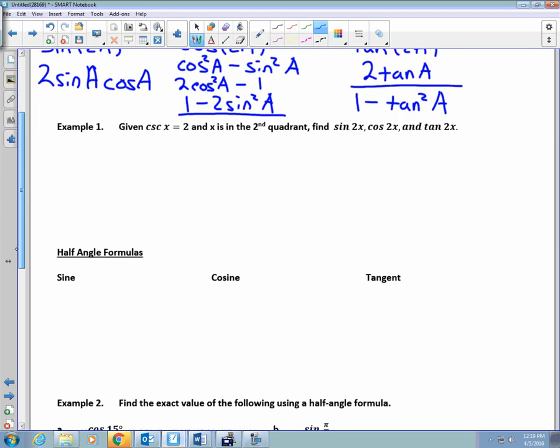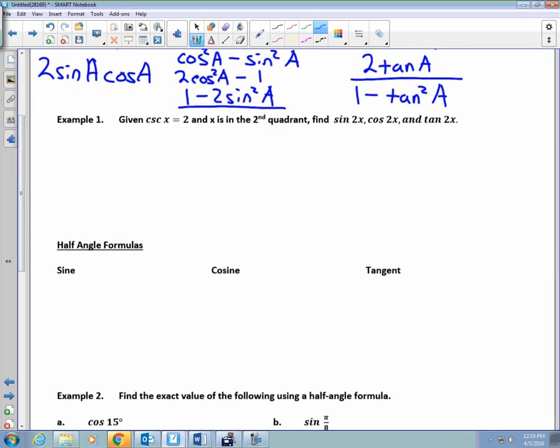All right, so we get to the example that you're going to have to do in your assignment and on your study guide and on your test. Again, this is the most common IDK question that I get on the test. Please don't answer IDK. It says, given that cosecant of an angle is equal to 2, we want to know sine of the double angle, cosine of the double angle, and tangent of the double angle.